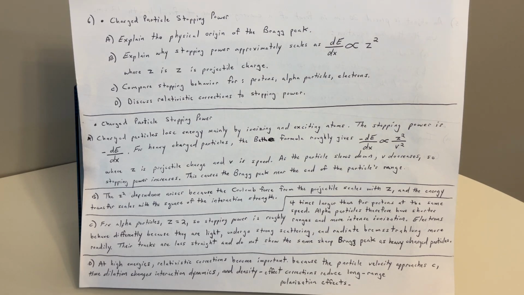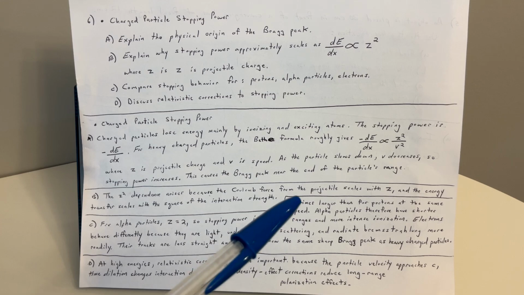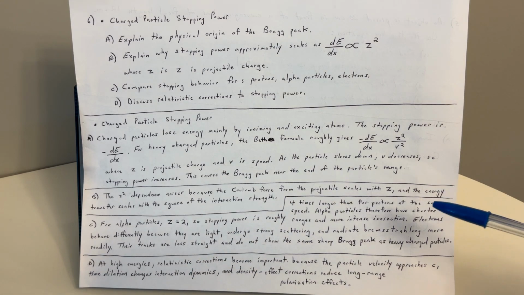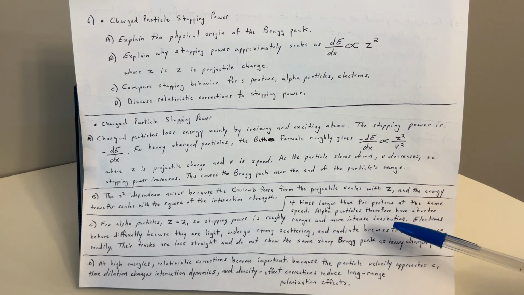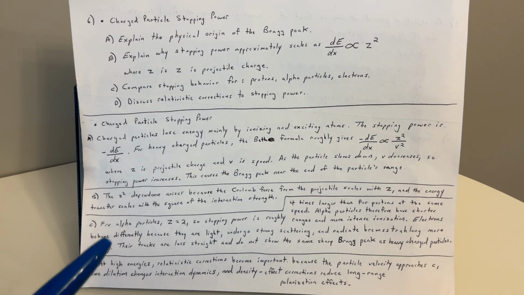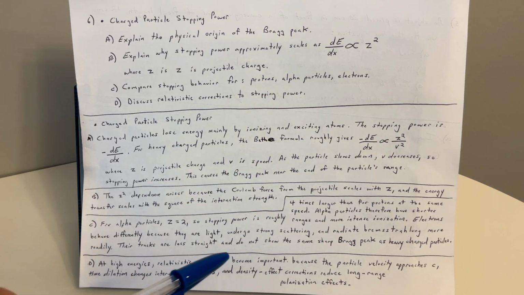Okay, letter B, describe why stopping power approximately scales as z squared, where z is projectile charge. The z squared dependence arises because the Coulomb force from the projectile scales with z, and energy transfer scales with the square of the interaction strength. Letter C, compare stopping behavior for protons, alpha particles, and electrons. For alpha particles z equals 2, so stopping power is roughly 4 times larger than for protons at the same speed. Alpha particles therefore have shorter ranges and more intense ionization. Electrons behave differently because they are light, undergo strong scattering, and radiate Bremsstrahlung more readily. Their tracks are less straight and do not show the same sharp Bragg peak as heavy charged particles.